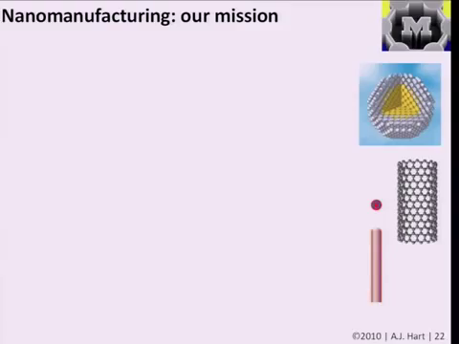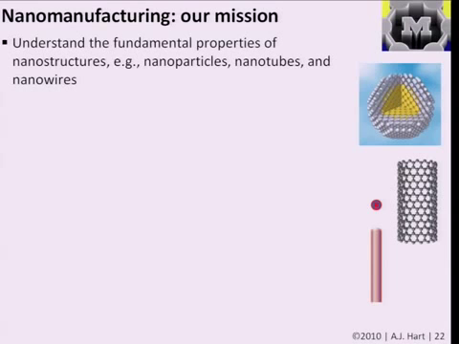So now we'll spend a few minutes talking about the objectives of the class and the structure of the class. And then I'll talk a bit more about some specific examples, and then we'll finish up. So I think that our mission in this class, Nanomanufacturing, has about 5 points. And the first topic is to understand the fundamental properties of nanostructures, the building blocks we reviewed already: nanoparticles, nanotubes, nanowires, clusters, and so on. And we'll talk about that for a couple weeks.